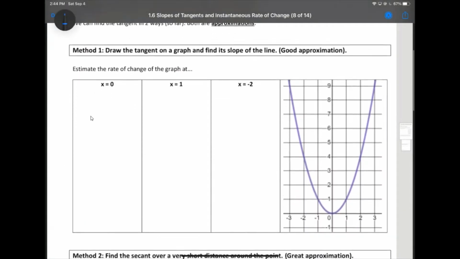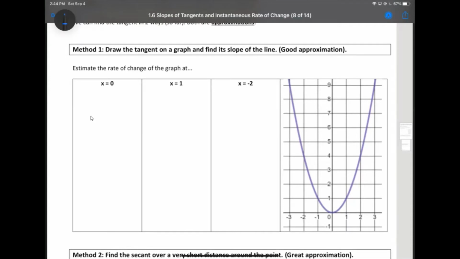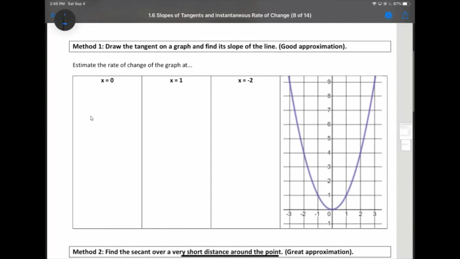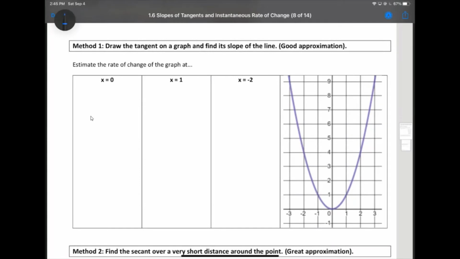So what I want to do here is look at our first way of doing an approximation, and it's good. It's not fantastic, but it's good. And what we can do is we can basically draw a line that we think just glances off the curve at a point. And we'll look at the points x equals 0, 1, and negative 2, on a quadratic function. So y equals x squared.